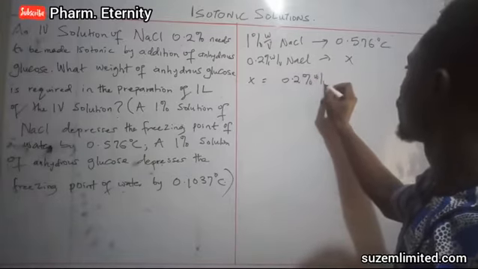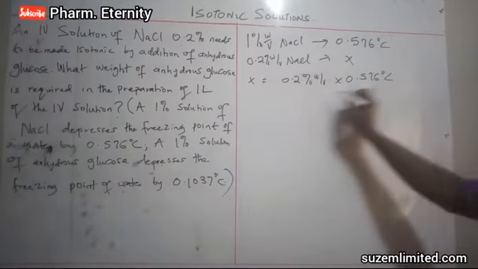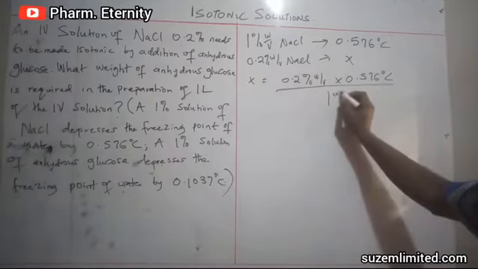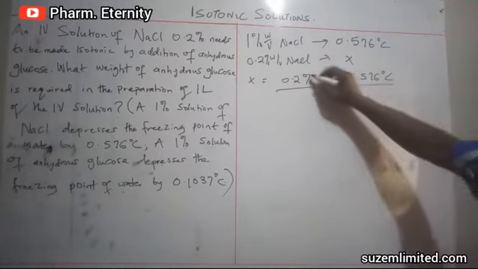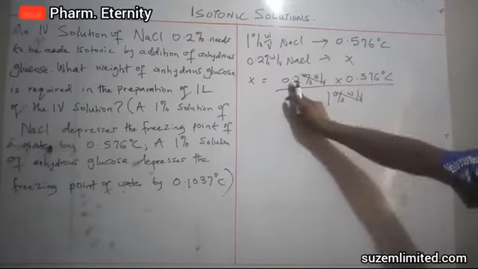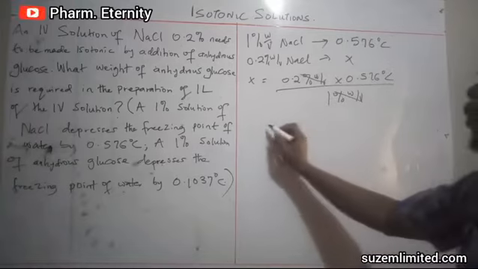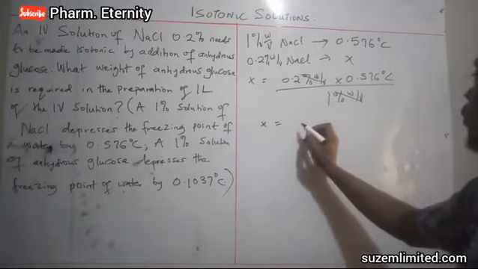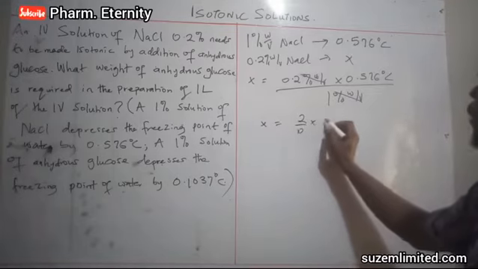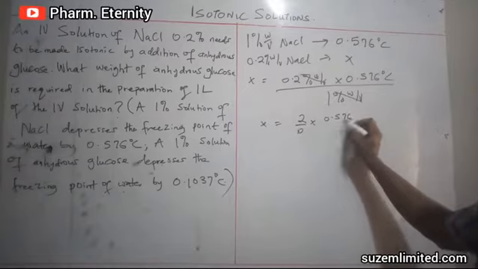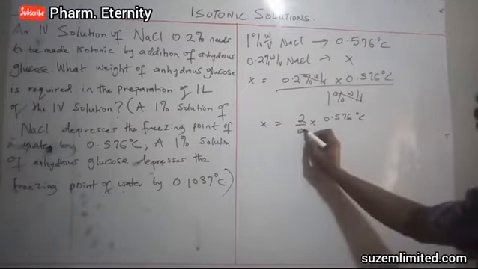So X is now equal to 0.2% weight per volume times 0.576 degrees Celsius, all over 1% weight per volume. The percent weight per volume will cancel. So 0.2 times 0.576. X can also be written in this form: 2 over 10 times 0.576 degrees Celsius.